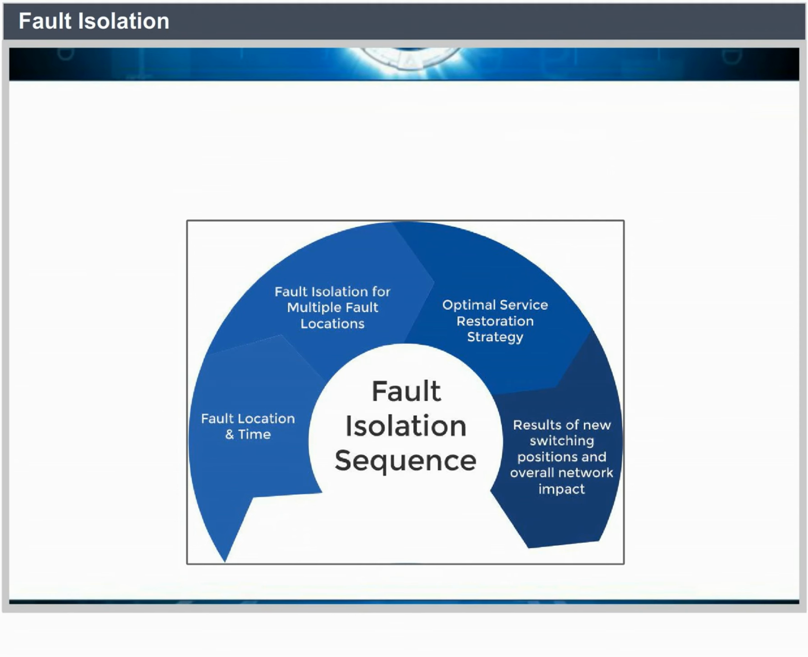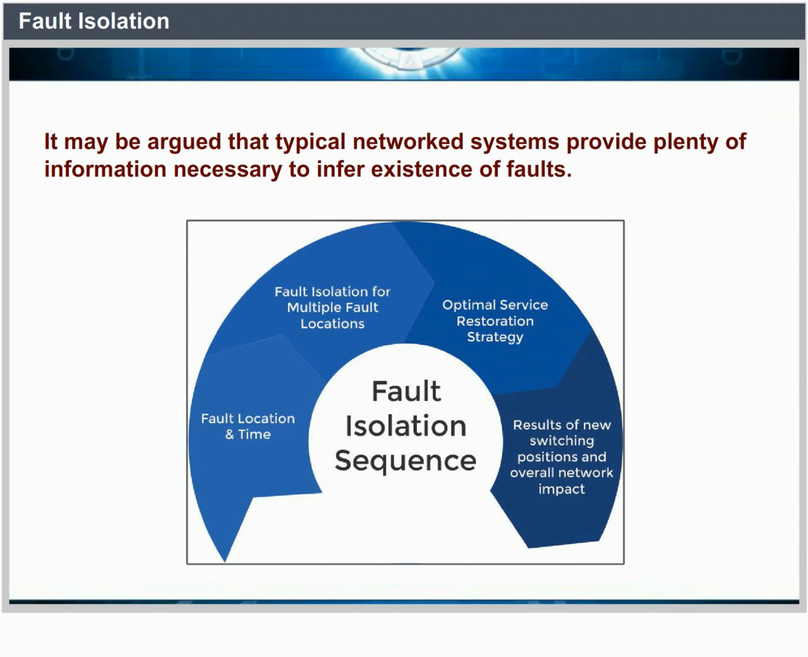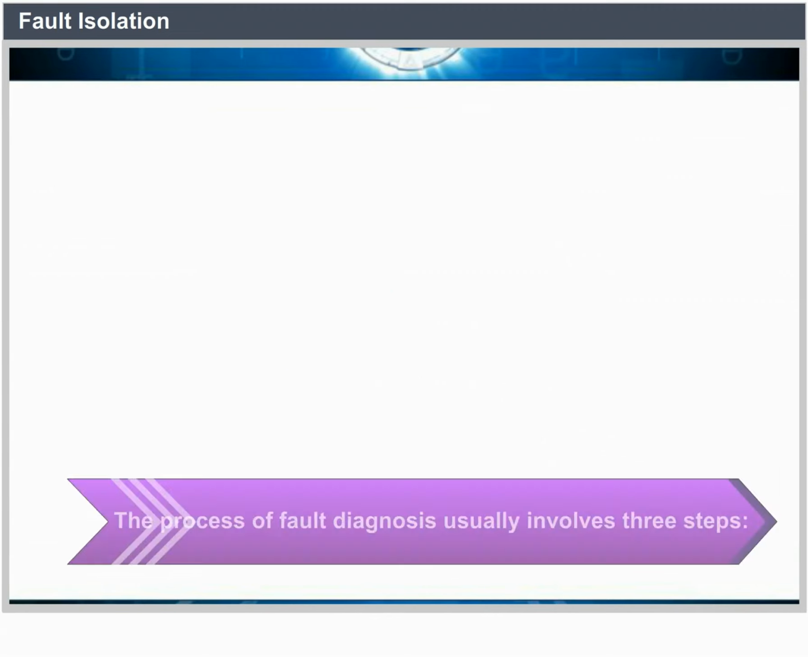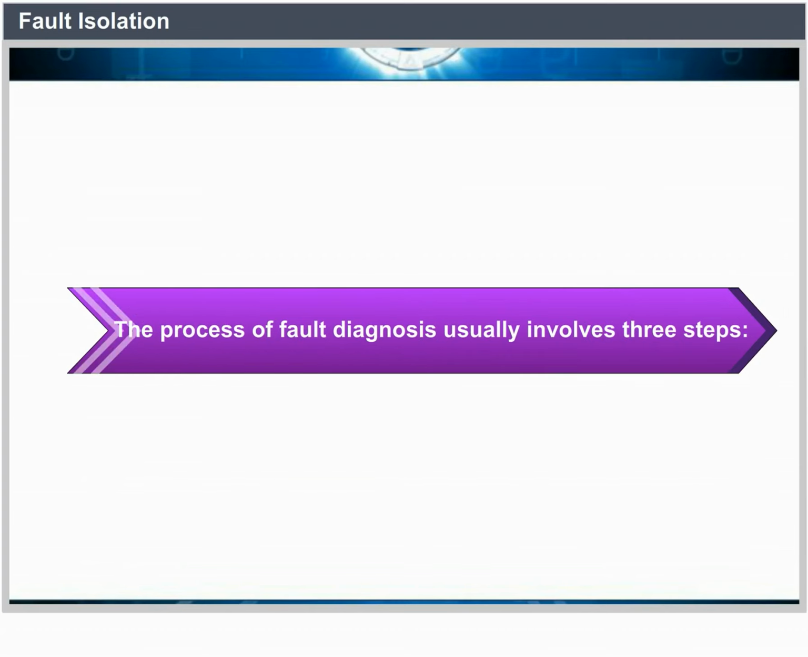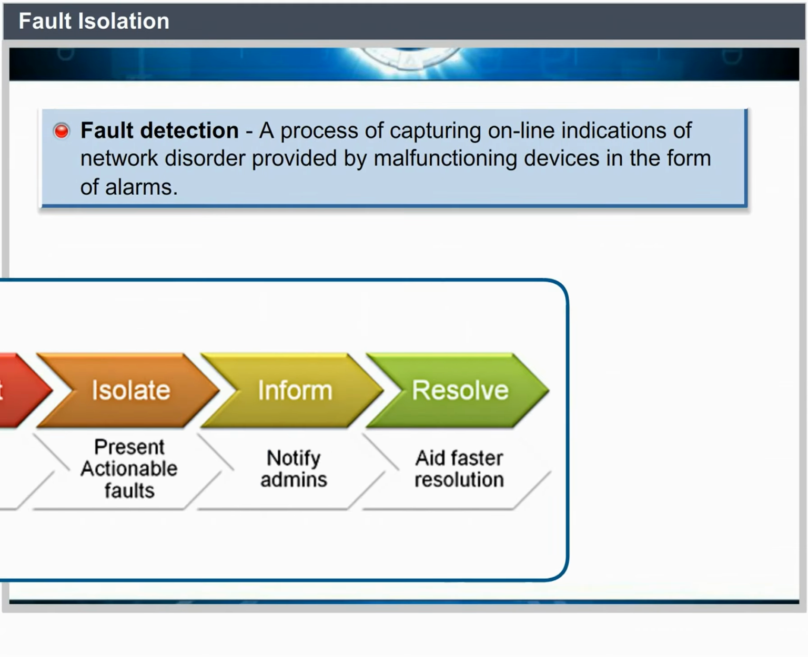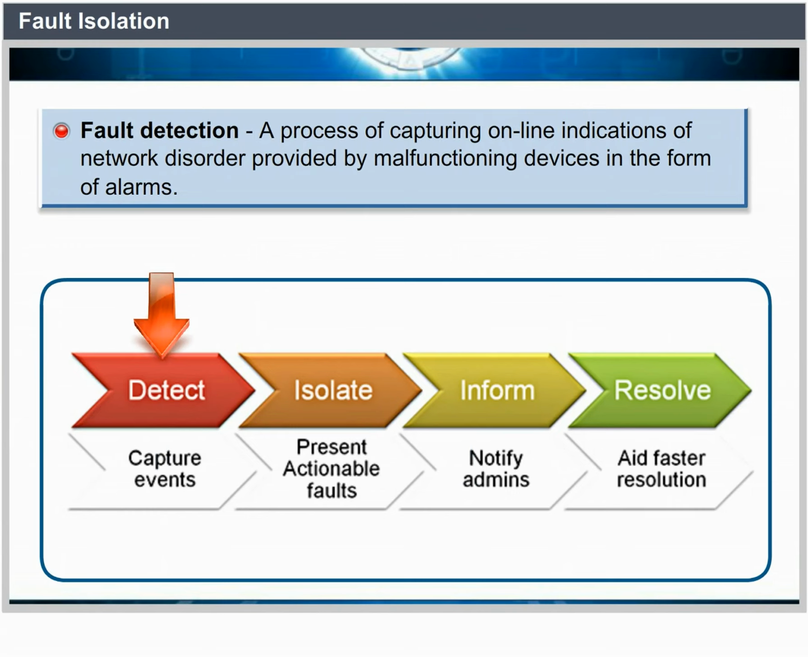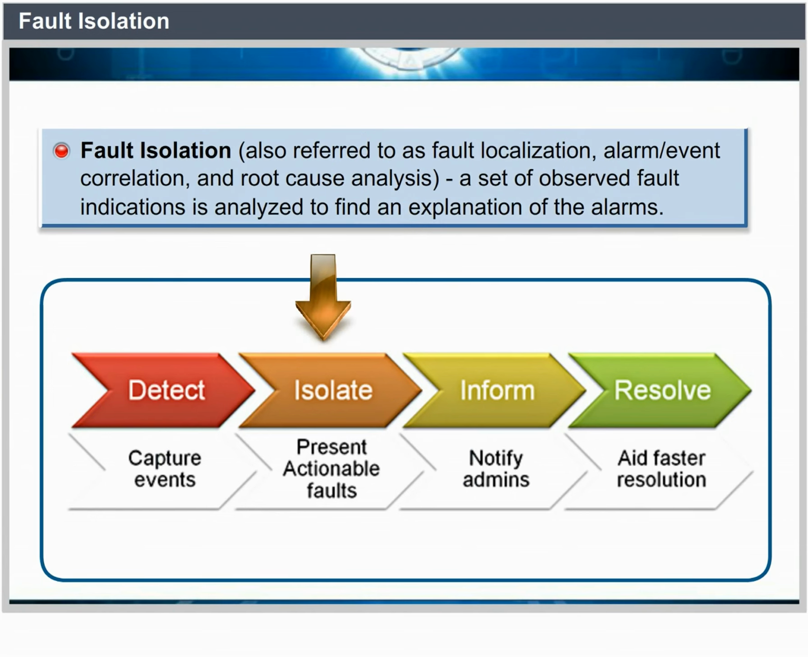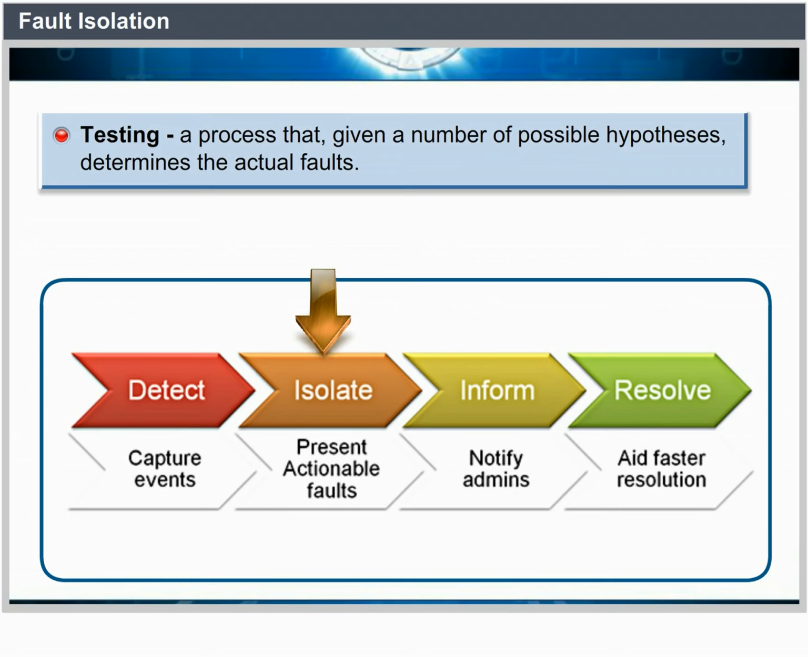It may be argued that typically networked systems provide plenty of information necessary to infer existence of faults. The process of fault diagnosis usually involves 3 steps. Fault detection, a process of capturing online indications of network disorder provided by malfunctioning devices in the form of alarms. Fault isolation, also referred to as fault localization, alarm/event correlation, and root cause analysis. A set of observed fault indications is analyzed to find an explanation of the alarms. Testing, a process that given a number of possible hypotheses determines the actual faults.